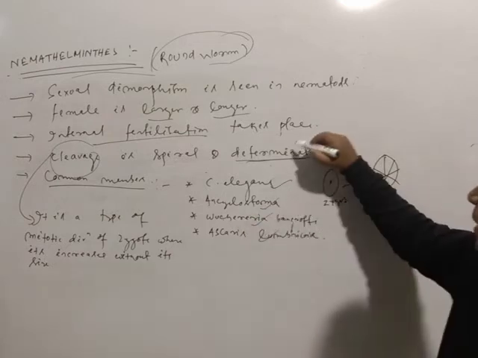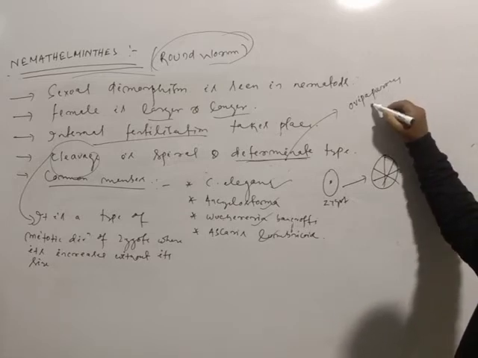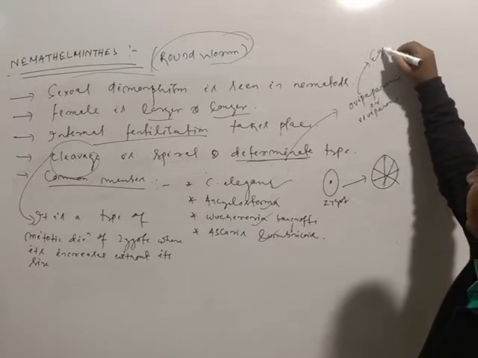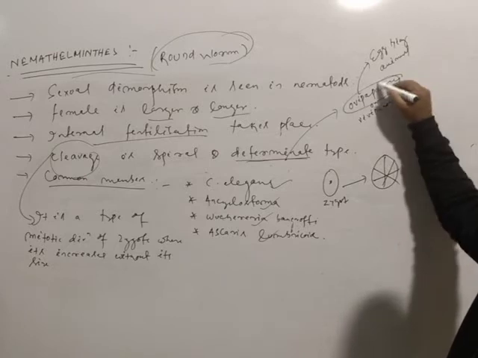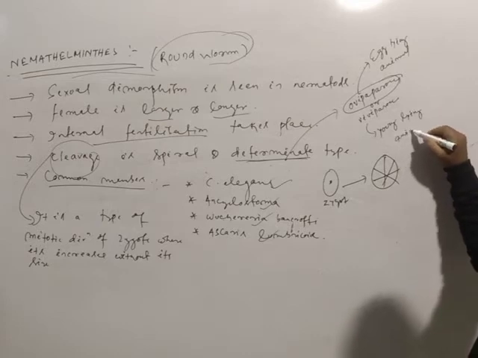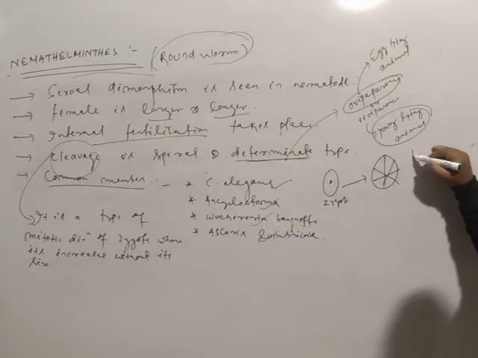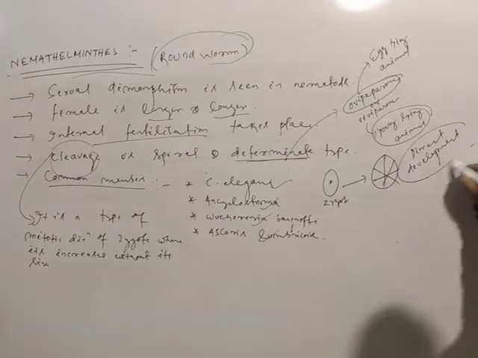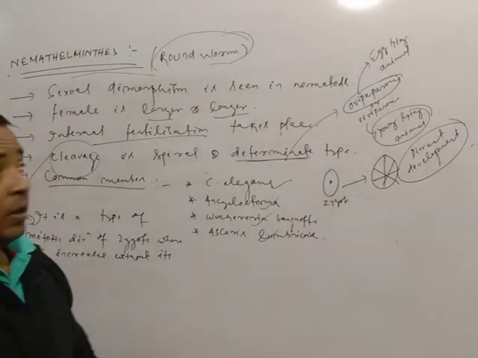Here another thing is there. These are either oviparous or viviparous. Egg-laying animals are called oviparous, and young-laying animals are viviparous. So here development is mostly direct. Direct development means even without fertilization, development may be seen. So this is all about your nematohelminthes.